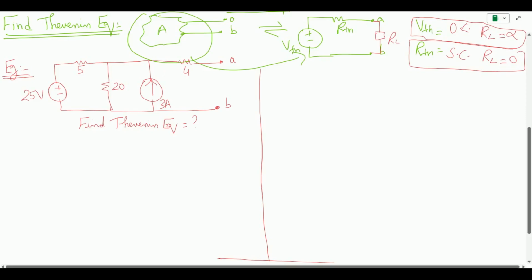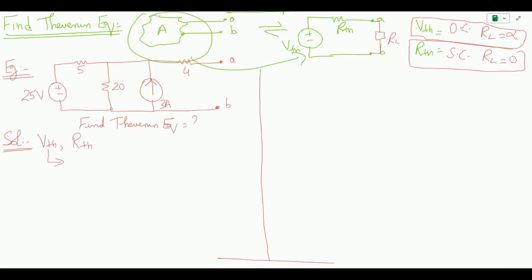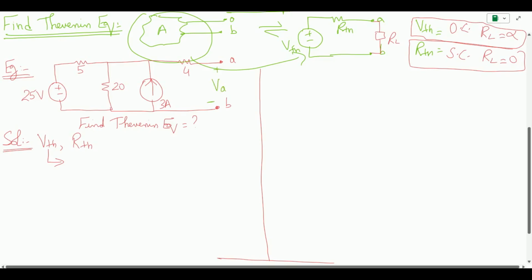Okay, let us now solve this. How are we going to begin? We know that to find the Thevenin equivalent, we need to find two things. We need to first find the V Thevenin and then the R Thevenin. So let us first start with the V Thevenin. To find V Thevenin, we have to consider that the load applied to this terminal will be an open circuit.